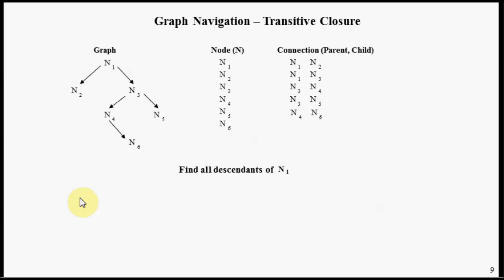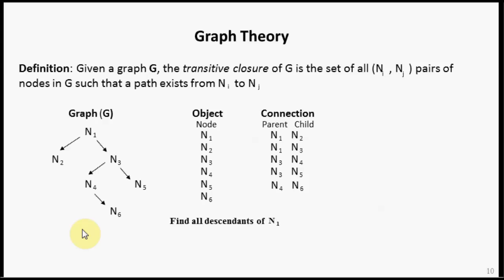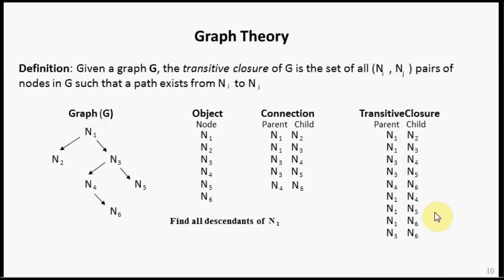The third navigational approach we're going to consider is the use of something called transitive closure. The notion of transitive closure is a concept that is foreign to most people, so let's look at a definition. Given a graph G, the transitive closure of a graph is the set of all potential paths between all nodes in the graph. In fact, the transitive closure of a graph can be represented using a relational table. You can think of the population of this table as follows: take any two nodes in the graph, let's say starting with N1 and looking at N6.